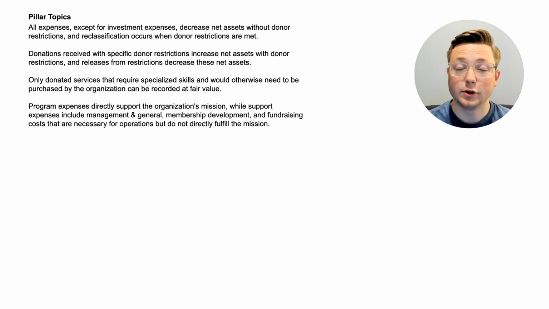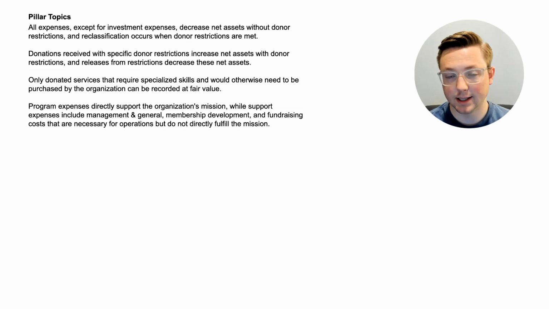All right, here are the pillar topics for this video, and they're pretty straightforward. All expenses except for investment expenses decrease net assets without donor restrictions, and reclassification occurs when donor restrictions are met. Donations received with specific donor restrictions increase net assets with donor restrictions, and releases from restrictions decrease these net assets. So that's pretty straightforward right there. When you receive a donation that has a restriction, it goes into net assets with donor restrictions, and then if the donor releases it, then you can release it.